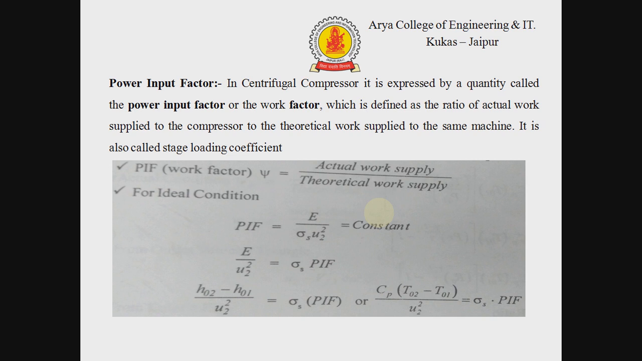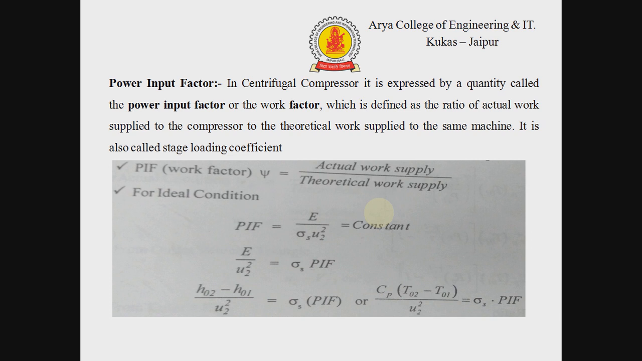Power input factor or work factor is denoted by psi, which is equal to the ratio of actual work supplied to the theoretical work supplied. For ideal condition, it is equal to a constant, which is equal to the energy transfer divided by the slip factor into the blade tangential velocity at exit squared.